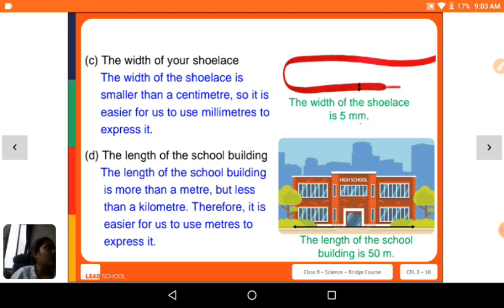The length of a school building, the length of a school building is more than meter but less than kilometer. Therefore it is easier for us to use meter to express this. The length of the school building is 50 meter.